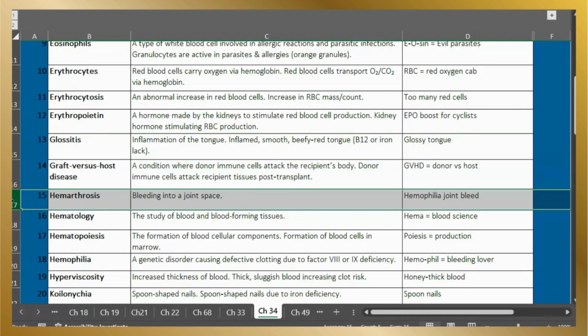Hemarthrosis, it's bleeding into a joint space. You see here, I said hemophilia joint bleed. So it's often seen in patients with hemophilia. It causes pain and joint damage.